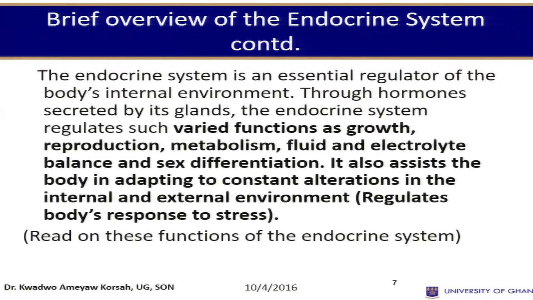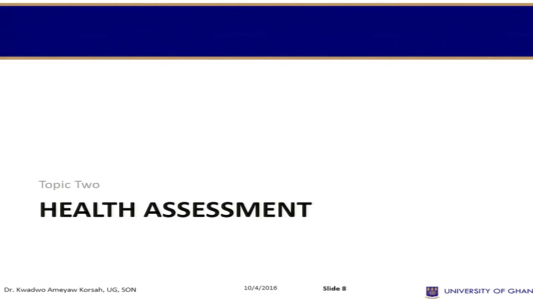The endocrine system is able to regulate varied functions such as growth, reproduction, metabolism, fluid and electrolyte balance, and sex differentiation. It also assists the body in adapting to constant alterations in the internal and external environment. In some terms, we are talking about how it regulates the body's responses to stress. I want you to look at the other functions of the endocrine system and read.